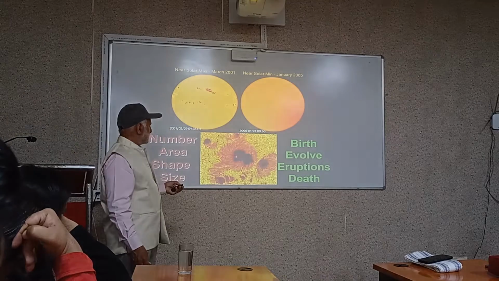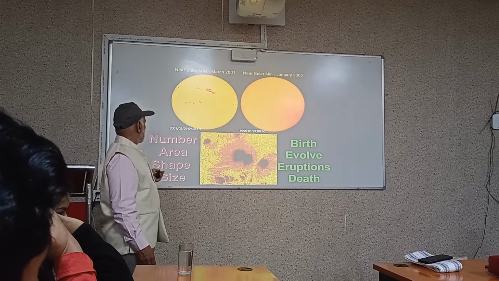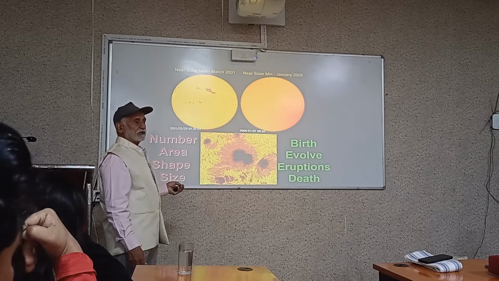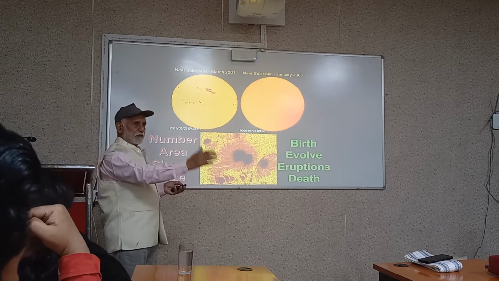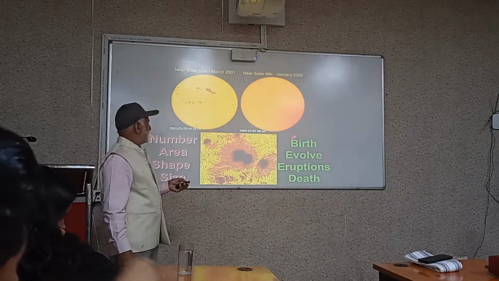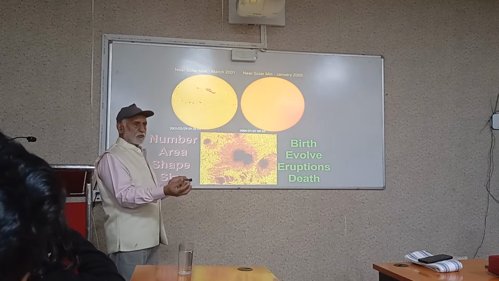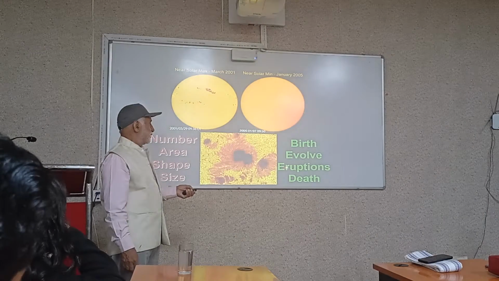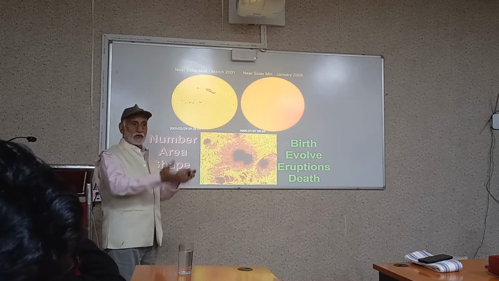And there you can see that even these have structures. The spots, their number, their area, their shape, their size, everything changes dynamically with time. And they also evolve. The spot would be smaller in the beginning, and then grow later on. They erupt. When they erupt, that's what we see as solar flares.